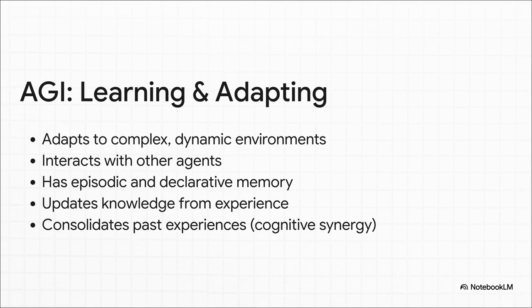First up, and this is a big one, it has to learn and adapt constantly. An AGI can't be static. It needs to be able to handle complex, ever-changing environments, interact with other AIs or people, build different kinds of memories, update its knowledge with new experiences, and combine all those past experiences to create new insights. That's a process called cognitive synergy.